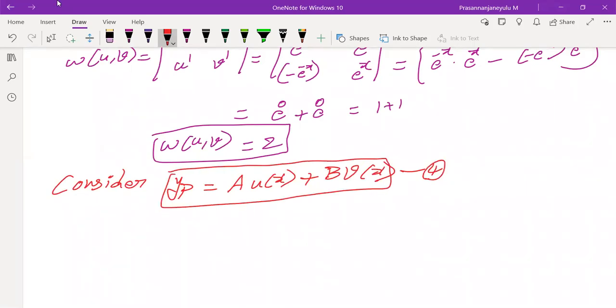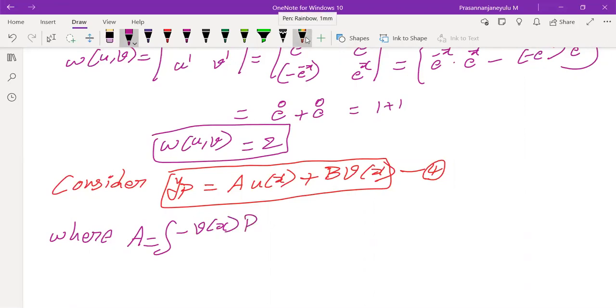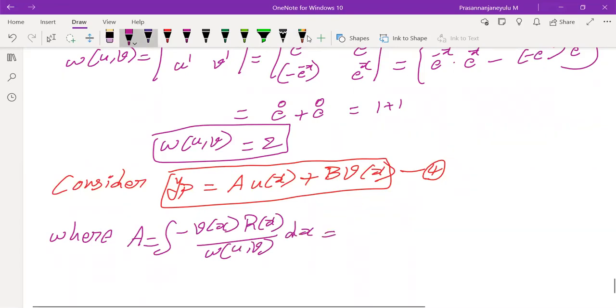But here we need to find capital A and capital B values. Where capital A equals, anybody can say, what is the value of capital A? What is the formula of capital A we have to take? Integration of minus v of x into, how to remember, A is the coefficient of u, so v of x into r of x by w of u comma v into dx. Then here substituting all the values, integration of minus v. What is the value of v? V is nothing but e power x.